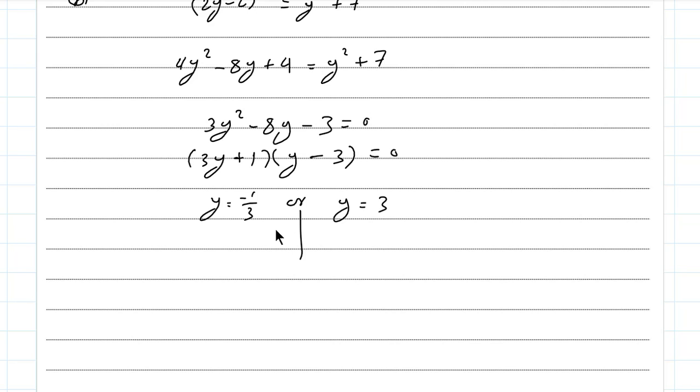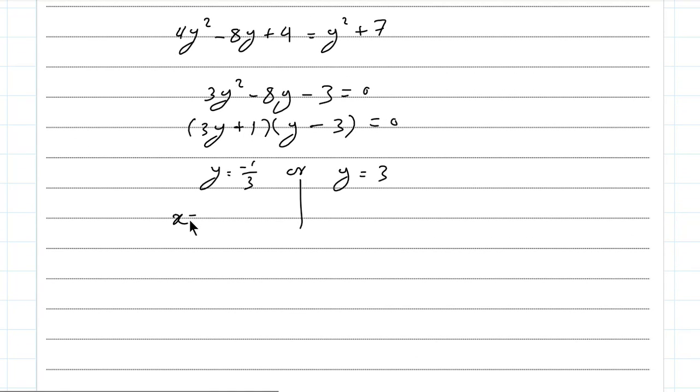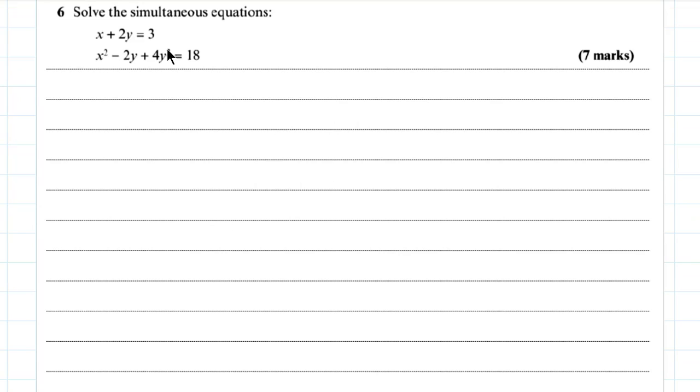In the first case, x should be 2y minus 2. So x here will be 2y minus 2 over 3 minus 2, which means minus 6 over 3. It will be minus 8 over 3. And here x will be 2y minus 2, which means 6 minus 2, the result is 4. 6. Solve the simultaneous equation.